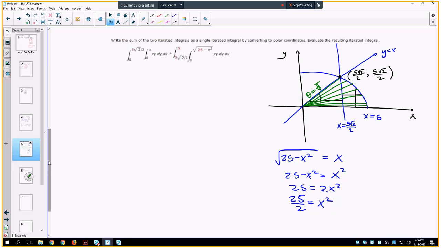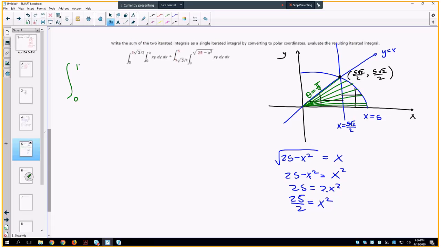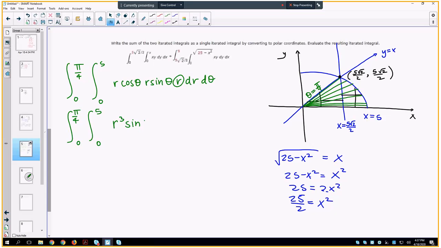And we are integrating a function of x and y, which is x times y. So the integration will become my bounds for theta, 0 to pi over 4. My bounds for r, 0 to 5. X times y is r cosine theta times r sine theta times r dr d theta, this r coming from my Jacobian. So that's integral 0 to pi over 4, integral 0 to 5, r cubed sine theta cosine theta dr d theta.